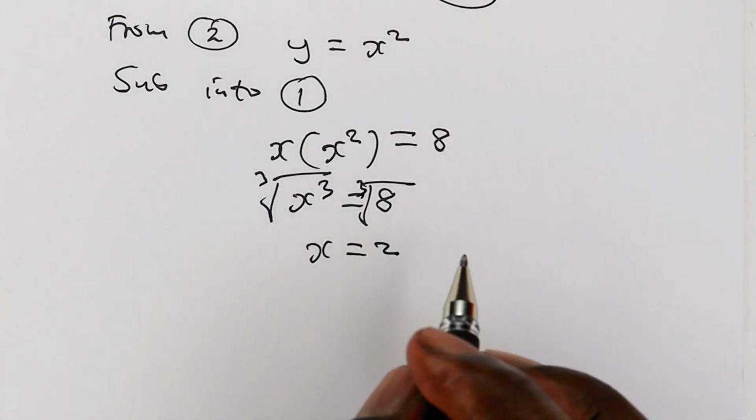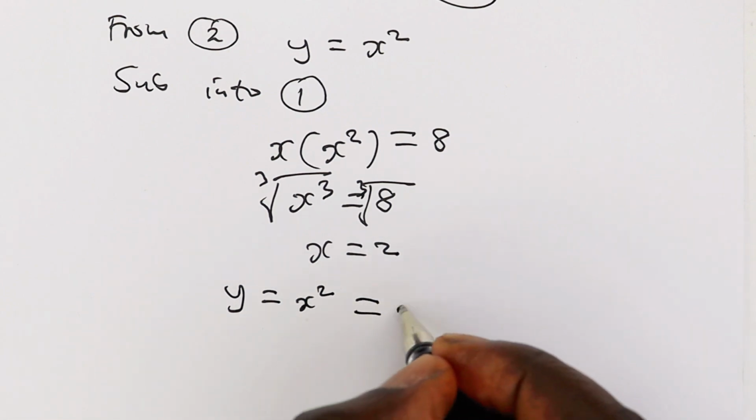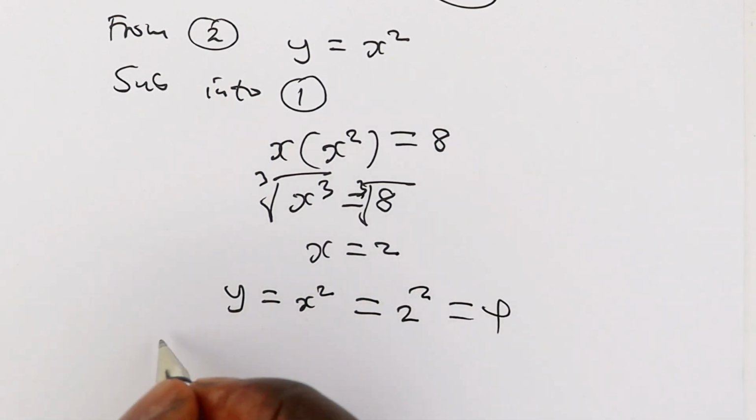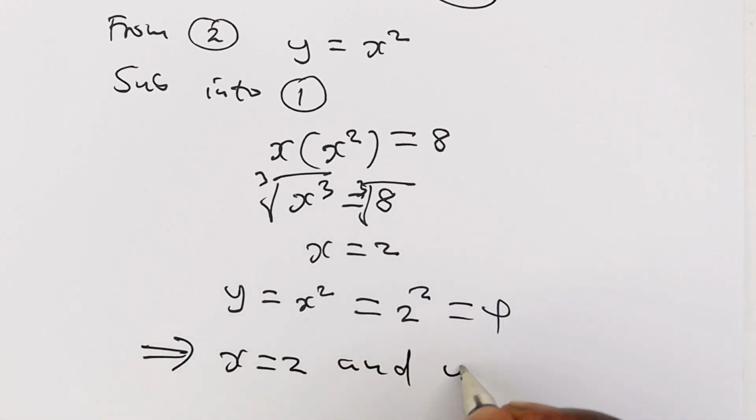So when x is equal to 2, remember that y was given by x squared, which is just 2 squared, and that is 4. So we have that x is 2 and y is 4.